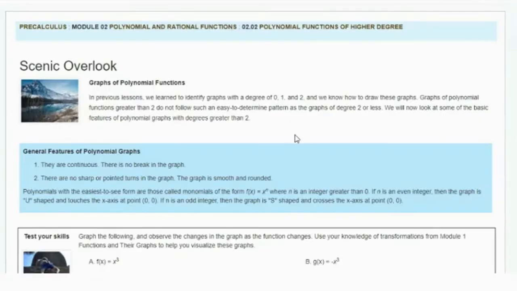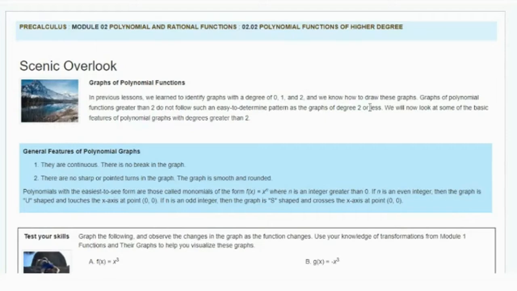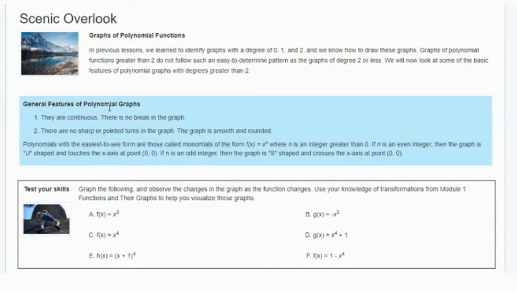Come on, here we go. Now we're looking at polynomial functions of a higher degree. So we looked at x squared. Now let's look at degrees bigger than second degree. So we know degree 0, 1, and 2. We know how to draw those. But greater than 2 is sometimes a little more difficult. So let's look at general features of polynomial graphs.